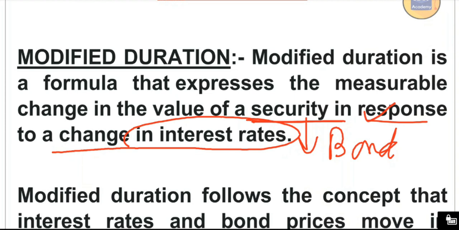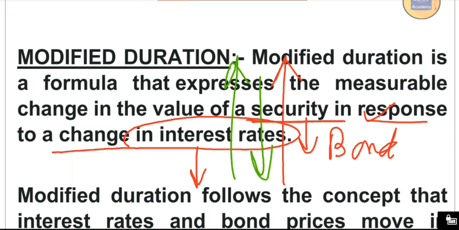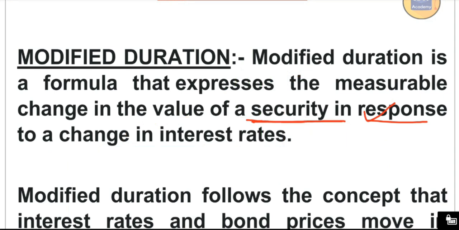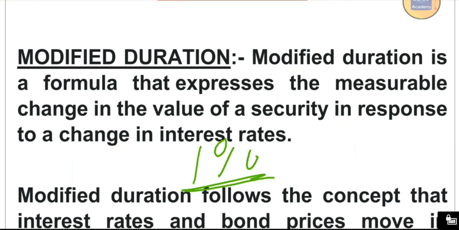And one thing we have to keep in mind, I keep on reiterating, when the interest rate goes down, the value of the bond goes up. When the interest rate goes up, the value of the bond comes down. So this is the relation between the value of the bond and the interest rate. But in modified duration, it means how much the value of the bond is changing with respect to a 1% change in interest rate. That means, what is the relation between them.